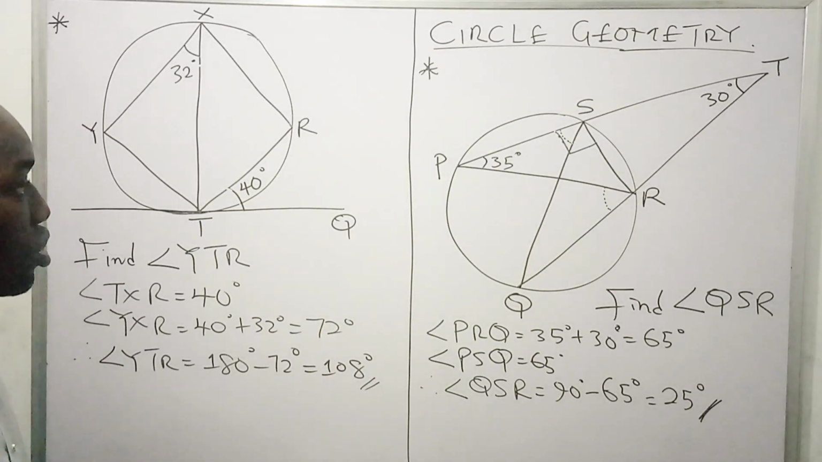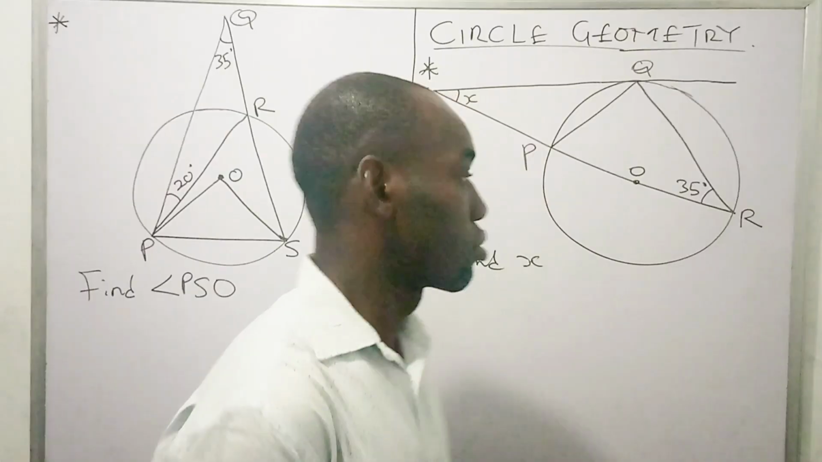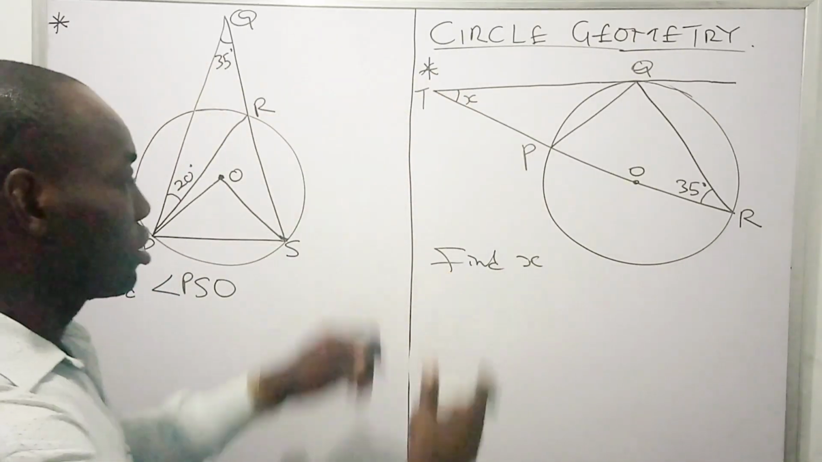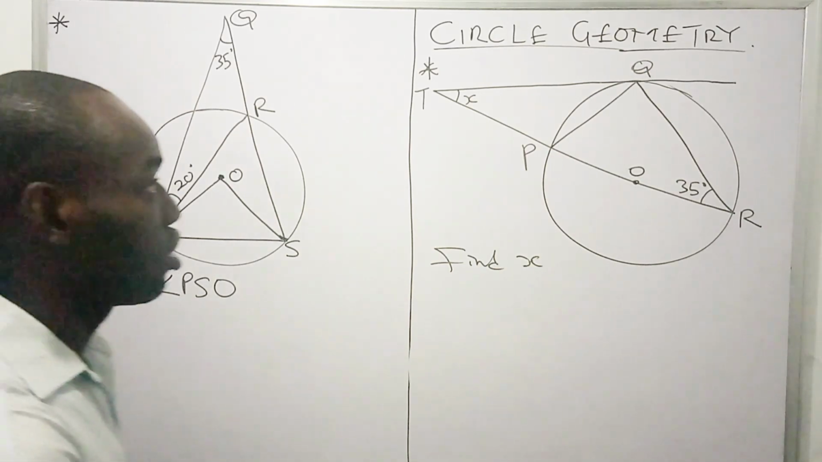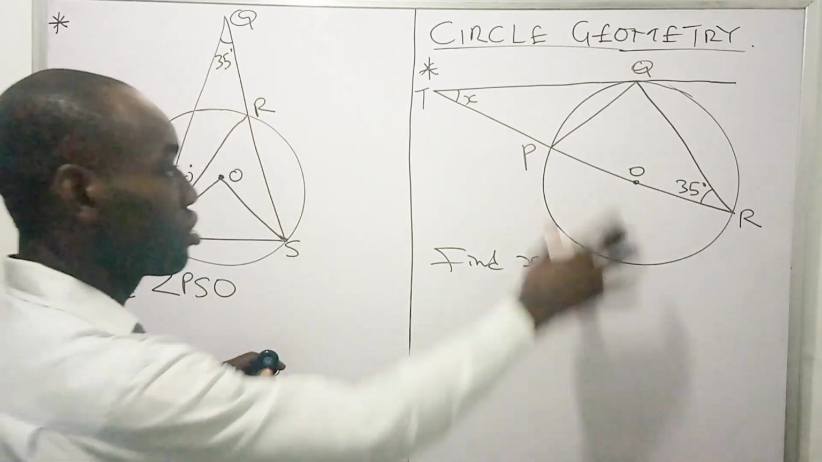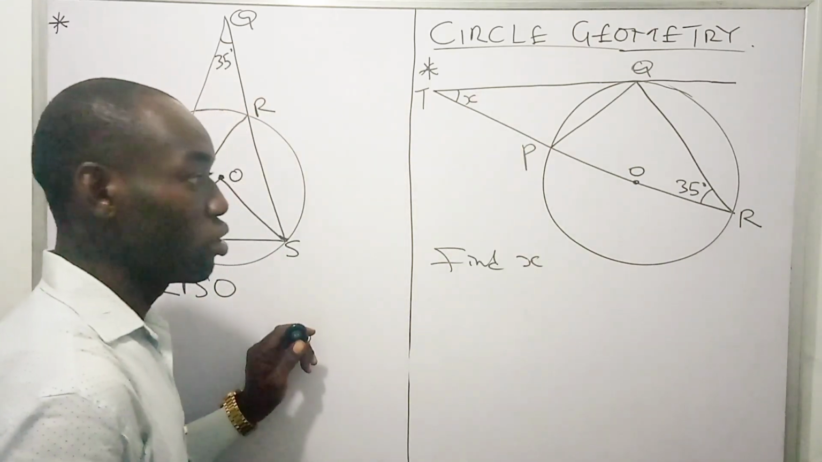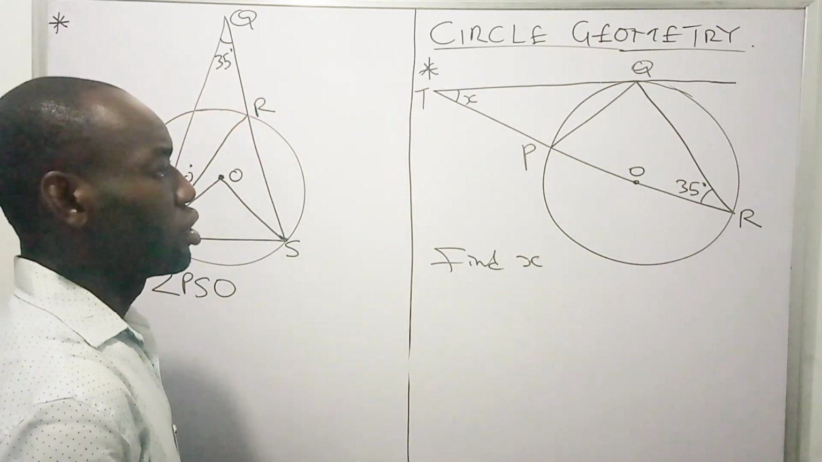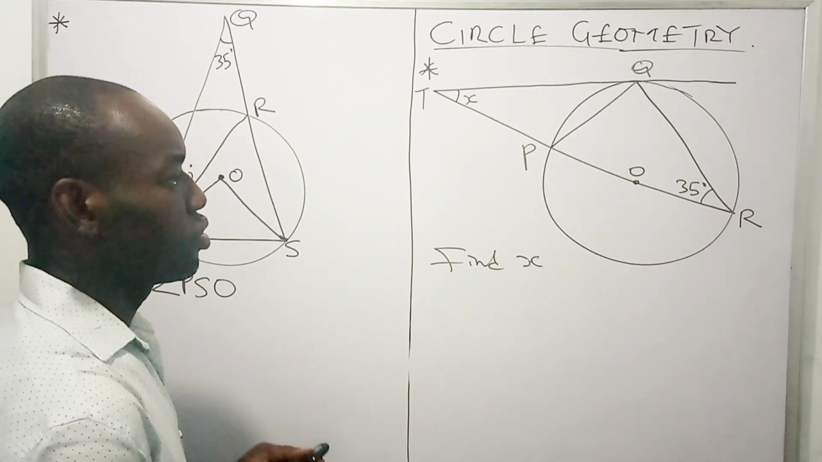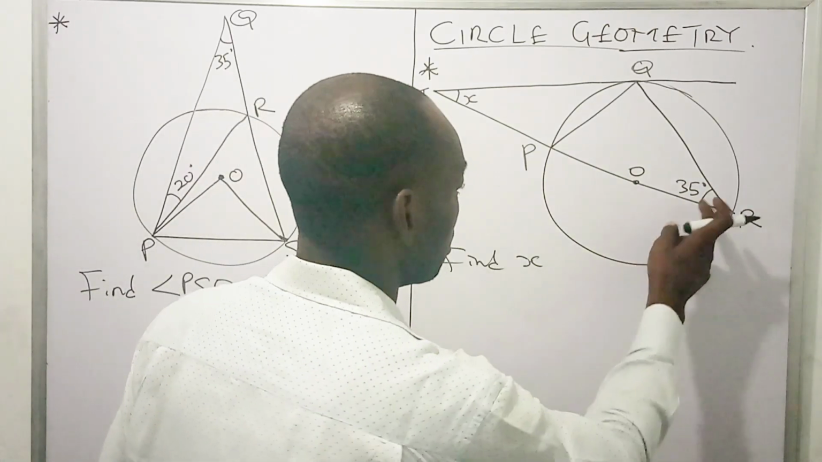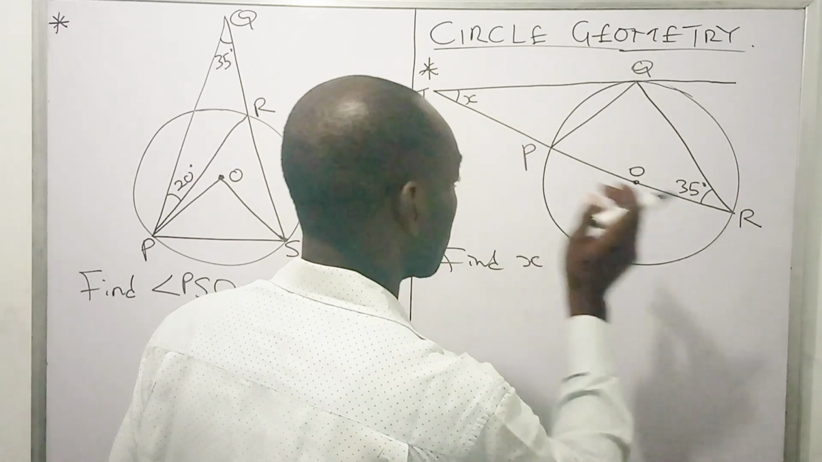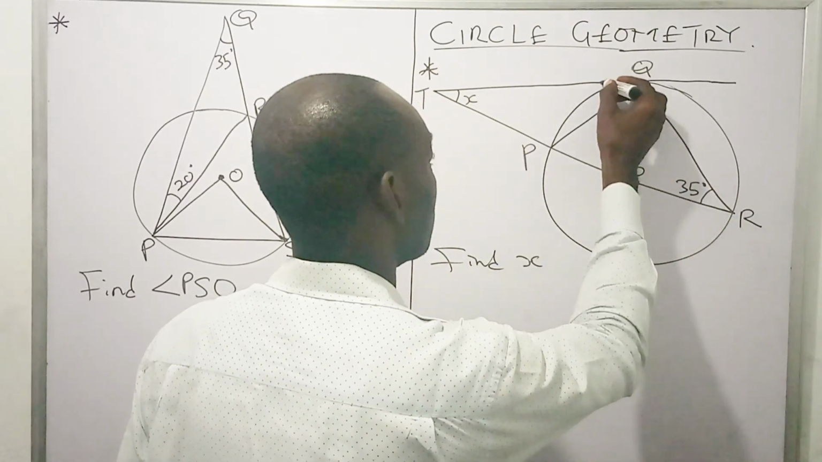All right. Now we're going to go over to another set of questions, still on circle geometry. In this question, we're asked to find the value of the angle x. All right. Now, what we'll do here is this. The first one we're going to get now, here's 35. And this angle here is the same as this angle here.